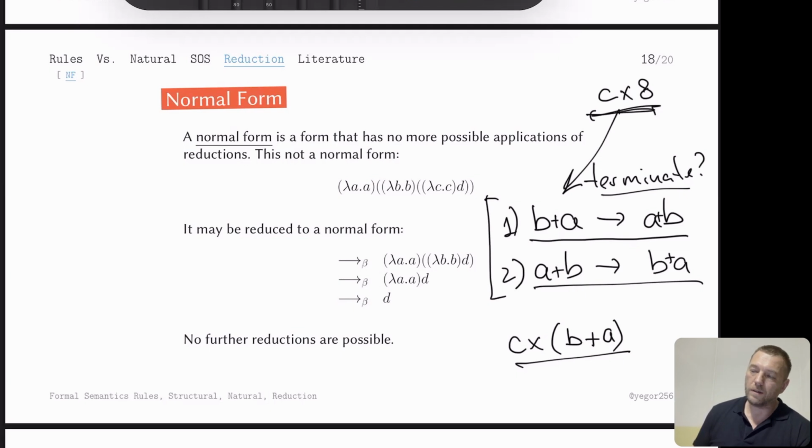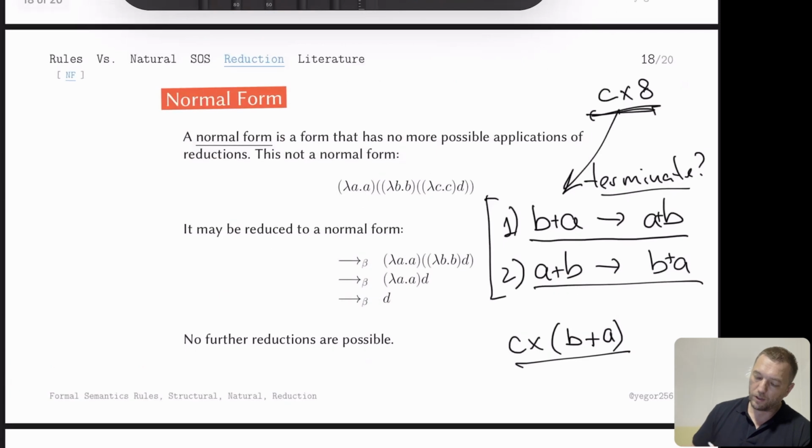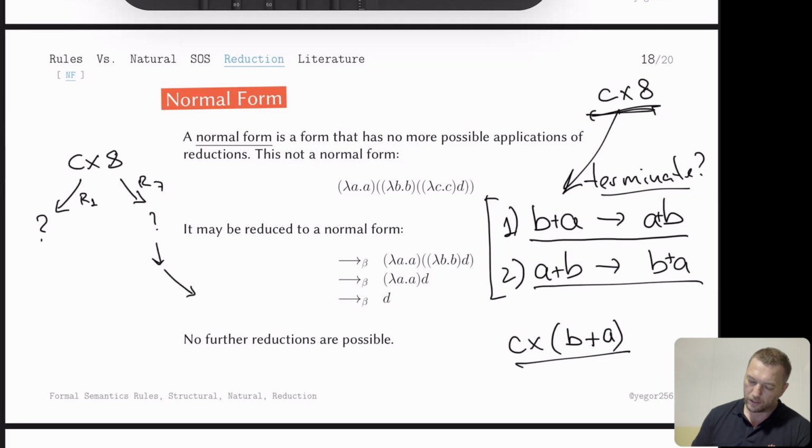And also another property of the reduction system could be called the property of confluence. So they say that if you start from, maybe this is my expression, and I reduce it to another expression using reduction rule 1, or I can reduce it to some other expression using reduction rule 7. And then I can reduce it here, and then I can reduce it there, and maybe again. So there could be possible different reductions, right?